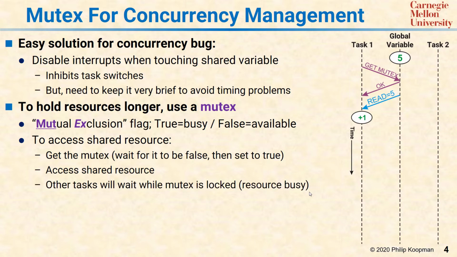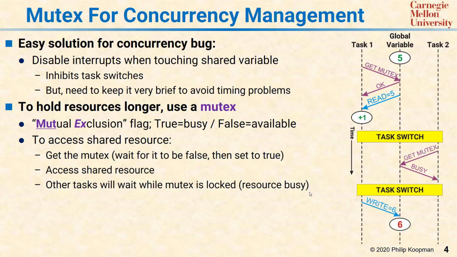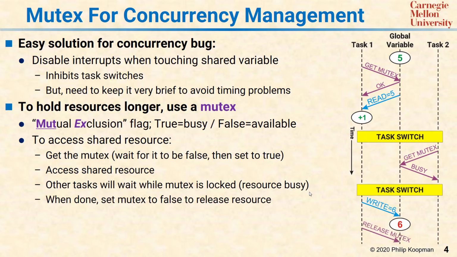But when a task switch occurs, task 2 goes out and says, hey, I want to access the variable, let me get the mutex. But because task 1 has set the mutex to busy, task 2 says busy and says, oh, okay, someone else has it. It relinquishes control, the task switches back to task 1. Task 1 completes the write, putting the correct value of 6. And later on, the next time task 2 tries to get a task slice, it'll say, get mutex, oh, the mutex is free, and it'll be okay. Of course, that only happens if task 1 releases the mutex, which sets it to false when it's done.